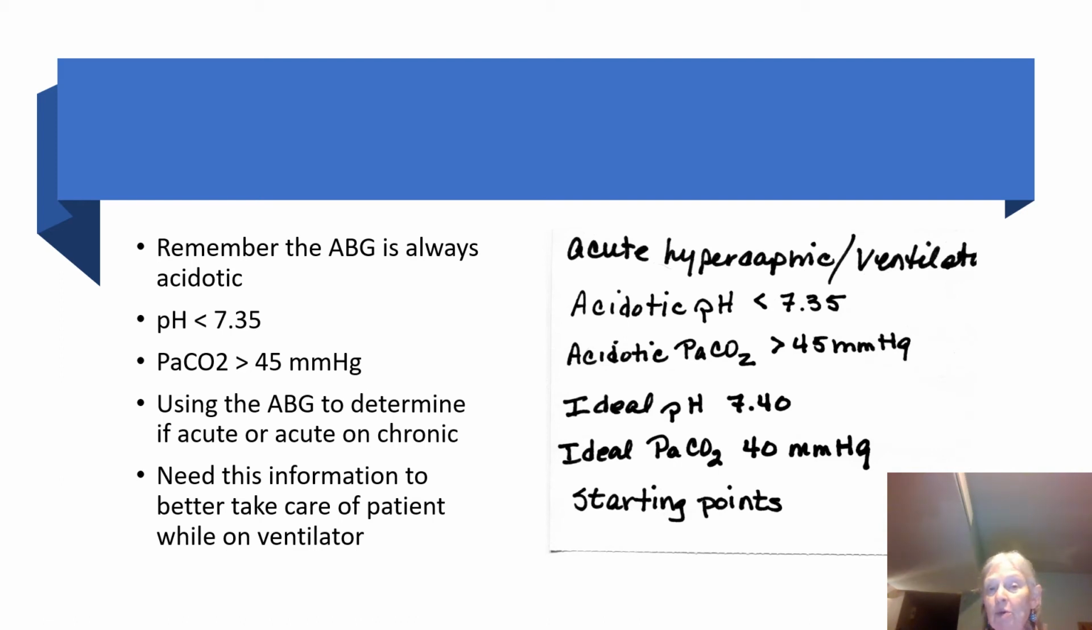Remember, too, that when we're dealing with these patients, and this bears repeating, you always normalize the pH. Do not normalize the CO2. And there, a little bit to the side, I've written this again: the acidotic pH, PaCO2, ideal pH 7.40, ideal PaCO2 40 millimeters of mercury. These are the starting points we use to determine, are you acute or are you acute on chronic?